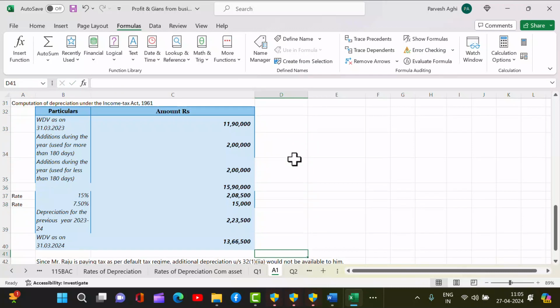हाँ मतलब ये जो ऊपर 11,90,000 दिया हुआ है क्वेश्चन में, WDV as on 31/3/23, वो एक्चुअली में क्या चीज है? एक्यूमुलेटेड डेप्रिसिएशन है या एसेट का बुक वैल्यू है? This is the value of the asset. हाँ, एसेट का बुक वैल्यू है, बुक वैल्यू as per इनकम टैक्स पर्पसेस. ओके.